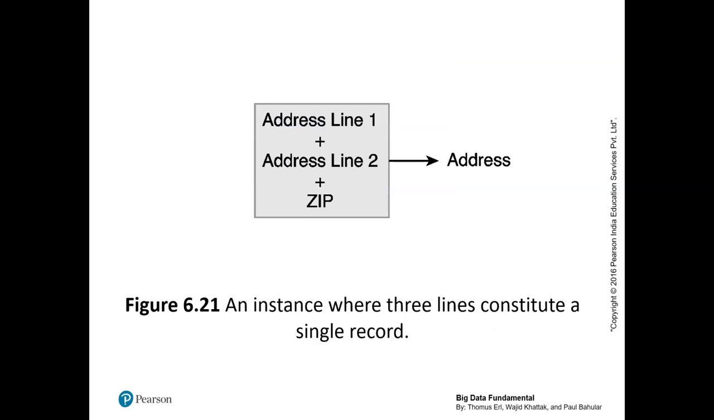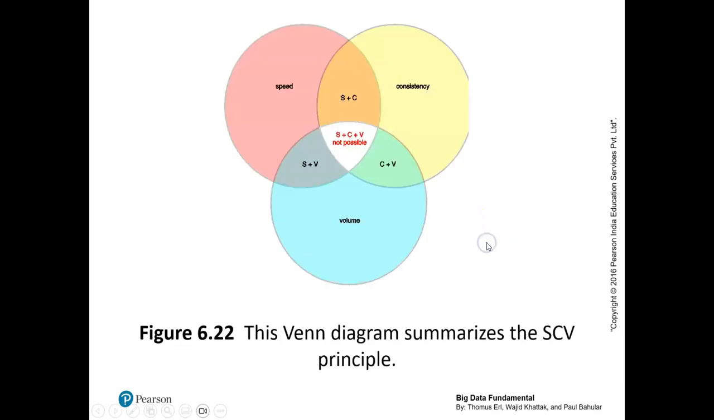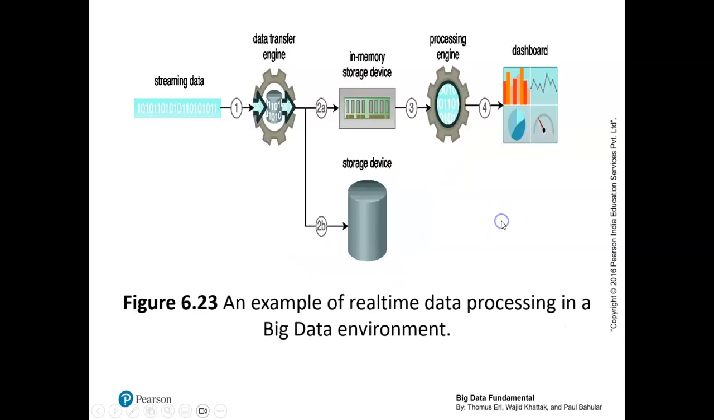Now you see over here, for example, this is an instance where three lines constitute a single record. You have address 1, address 2, and the zip line, and it gives you the full address. Then we have a very interesting diagram, which is called SCV. SCV is like speed of the data, consistency meaning no corruption of the data and consistent data, and then volume. Sometimes this Venn diagram tells you where the coincidence and non-coincidence values are.